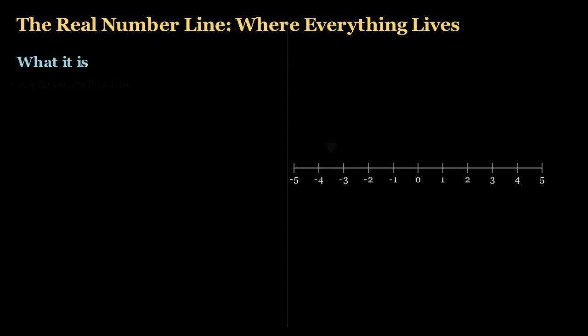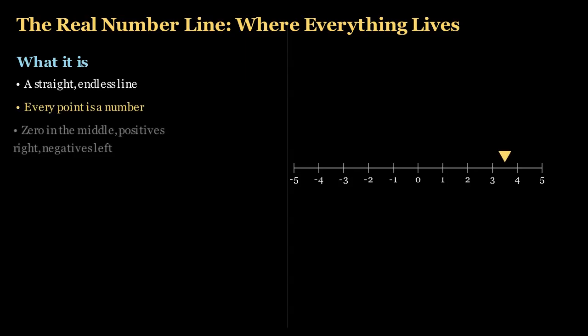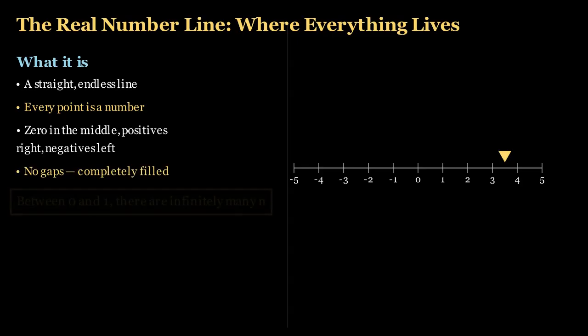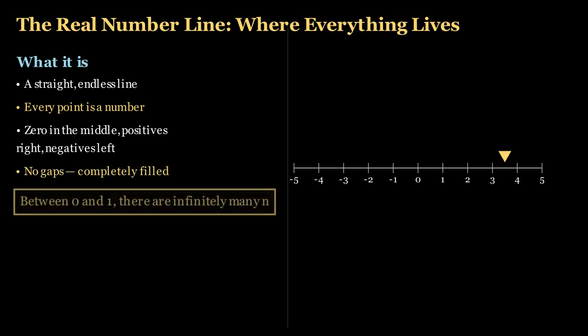Imagine drawing a perfectly straight line that goes on forever in both directions. Now, pick one spot and call it 0. Every single point on this line, no matter how tiny the distance, is a number. If you go to the right, the numbers get bigger, 1, 2, 3, and so on. Go left, and you get the negatives, -1, -2.